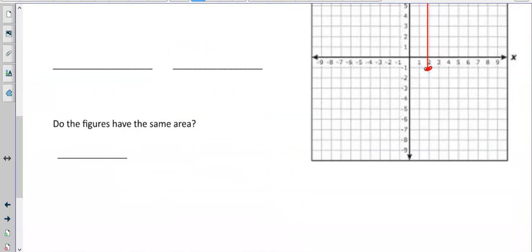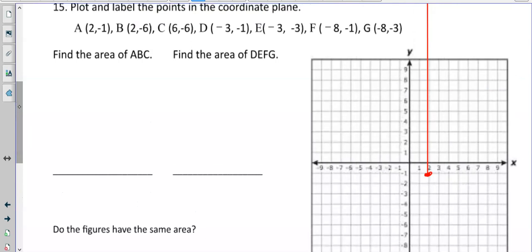All right, now you can see my points. 2, negative 6. So right 2, down to negative 6. C is 6, negative 6. So right 6, down 6. So here's my A, my B, and my C. And that's going to form a triangle, poorly drawn triangle.